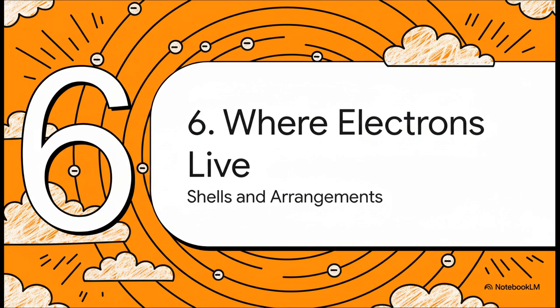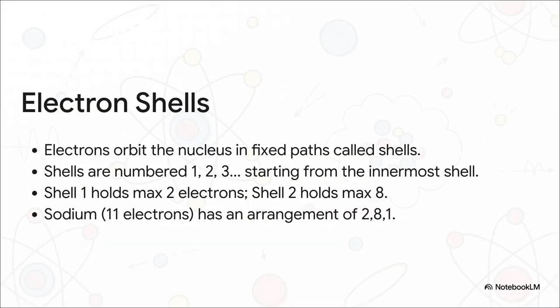Okay, final section. We've spent a lot of time talking about the nucleus, but now we're going to zoom out and look at where all the chemical action happens. We're talking about the electrons, and they don't just fly around wherever they want. They have very specific addresses. We call these addresses electron shells. Think of them like layers of an onion around the nucleus.